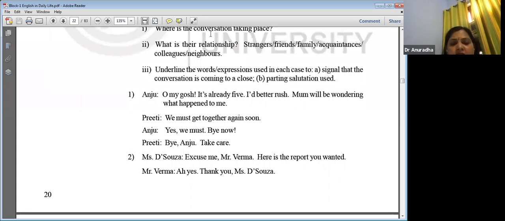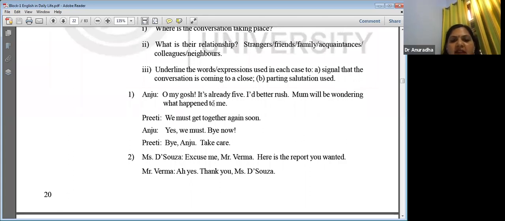The next question is, where is the conversation taking place? Anju: Yes, we must. Bye, Anju, take care. So it is possible that it may be Preeti's home, or it may be a restaurant, though we are not clear about this.